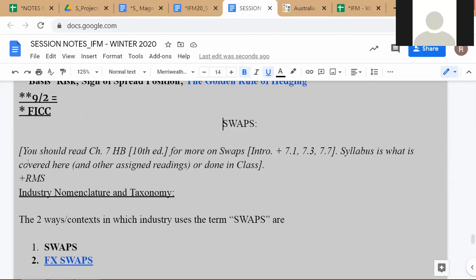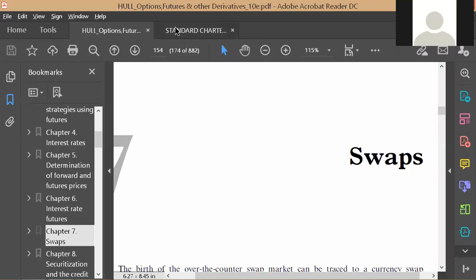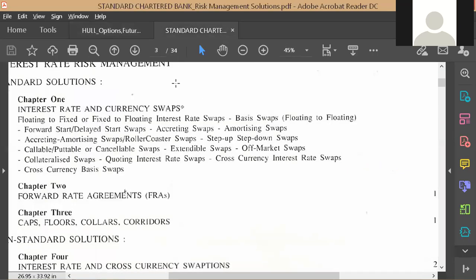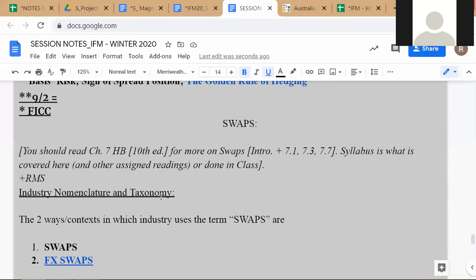You can also refer to the RMS book. RMS refers to the Risk Management Solutions book. Okay, so this is what RMS is referring to. All right, let's look at this.